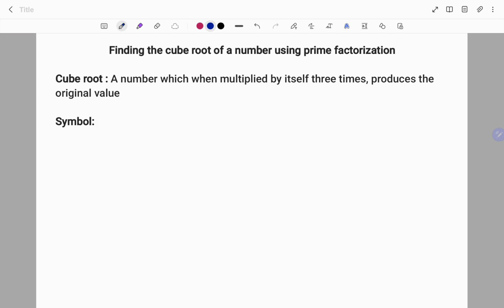Today we're going to learn how to find the cube root of a number using prime factorization.